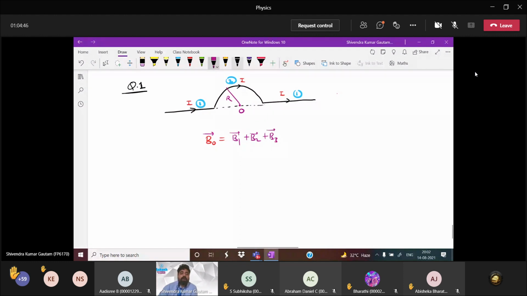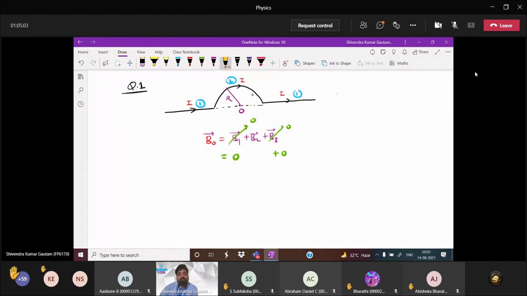Tell me, due to wires 1 and 3, what is the magnetic field at point O here? Zero. Why zero? Tell me. Because the point lies on the axis of the wire. Very good. The magnetic field point lies on the axis of the wire.